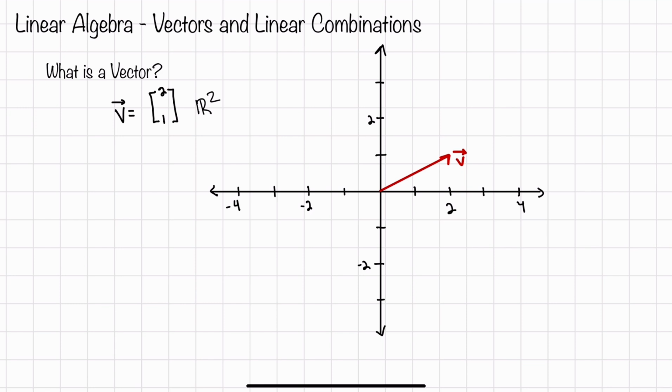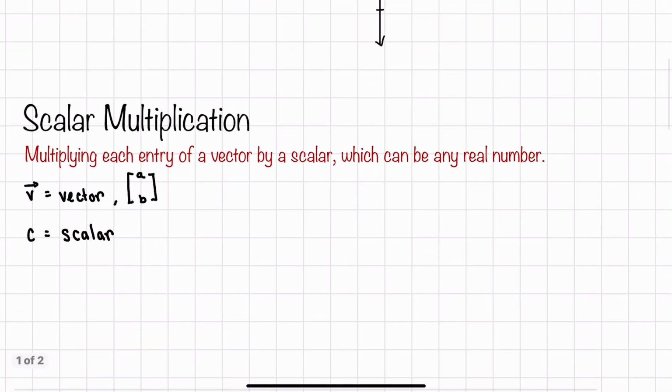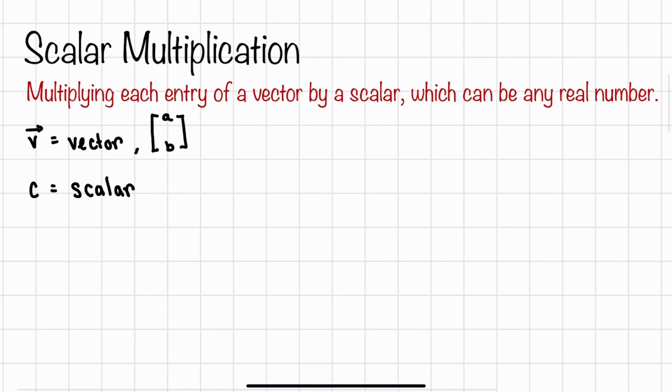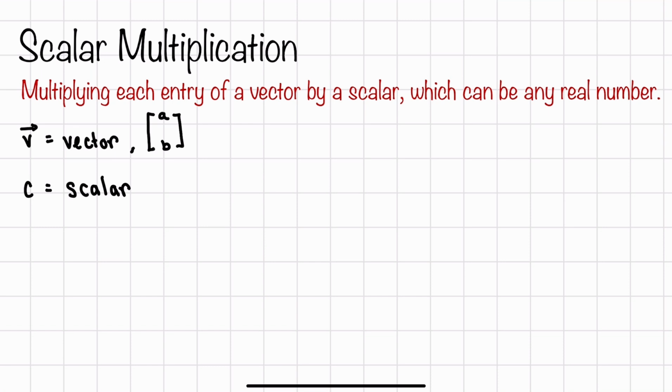So there are two simple algebraic operations that we can perform on these vectors. The first one being scalar multiplication and the second one being vector addition. So first let's talk about scalar multiplication. So scalar multiplication is multiplying each entry of a vector by a scalar. And a scalar can be any real number.